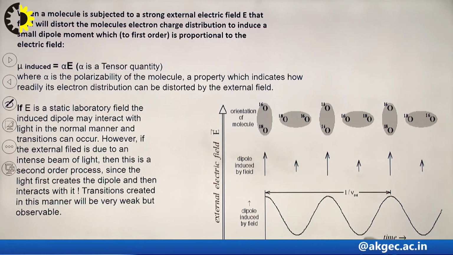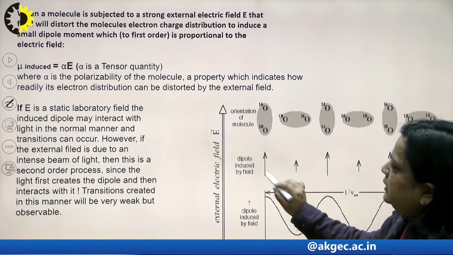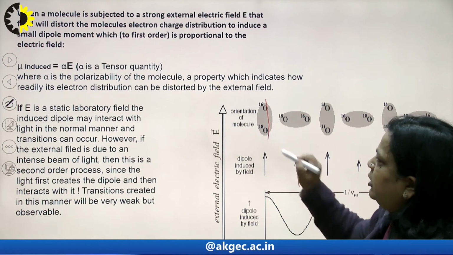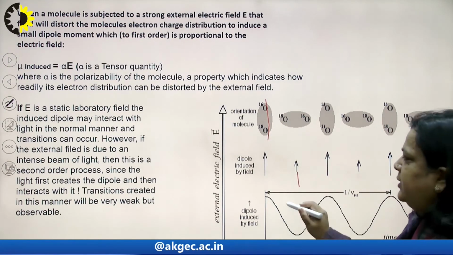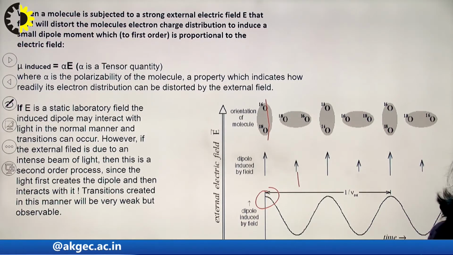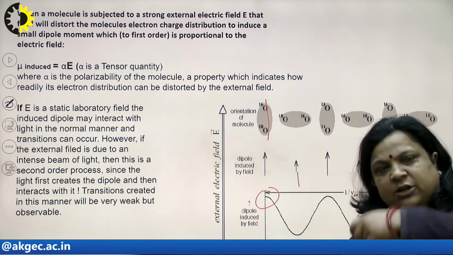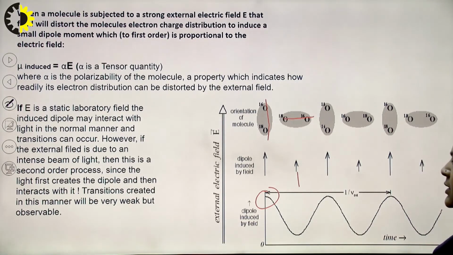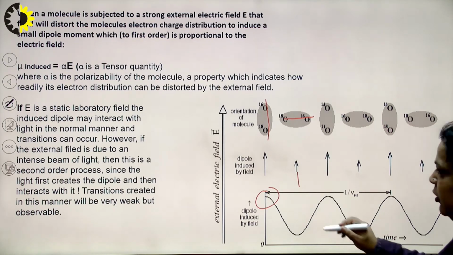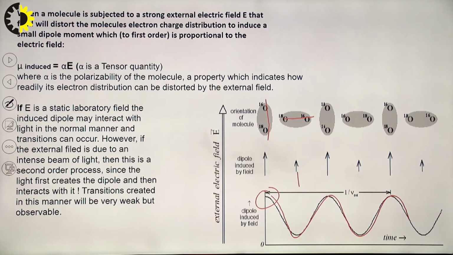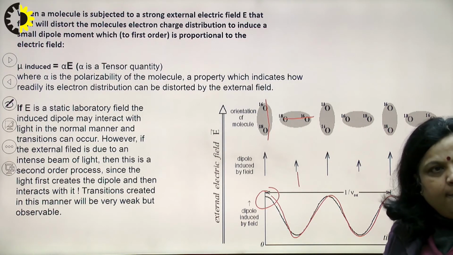So, here we see that the dipole field is there and the position of the molecule is like this. Here the polarizability is maximum because the field is in the direction of the molecule. But now the molecule is in this condition. So, here we see that the polarizability gets changed. So, it follows which form? Sine form, that is a cyclic form.